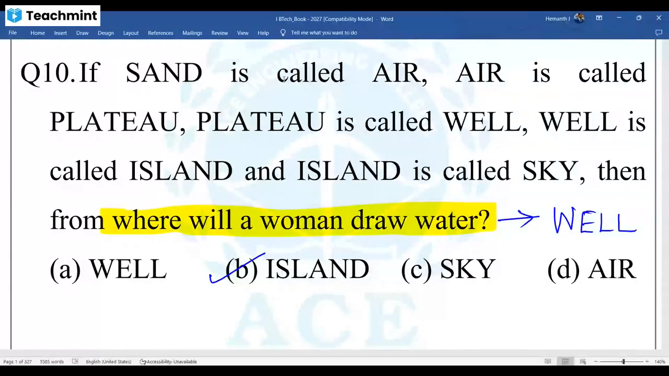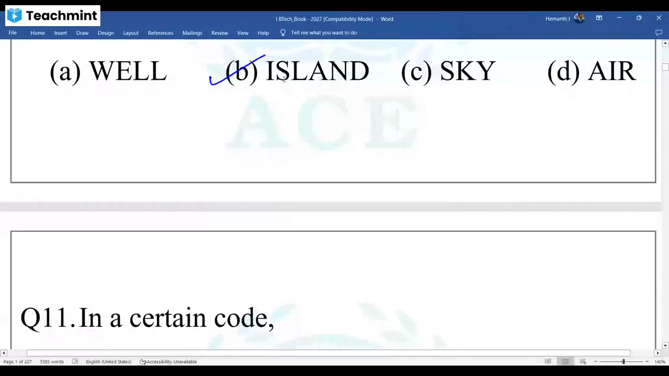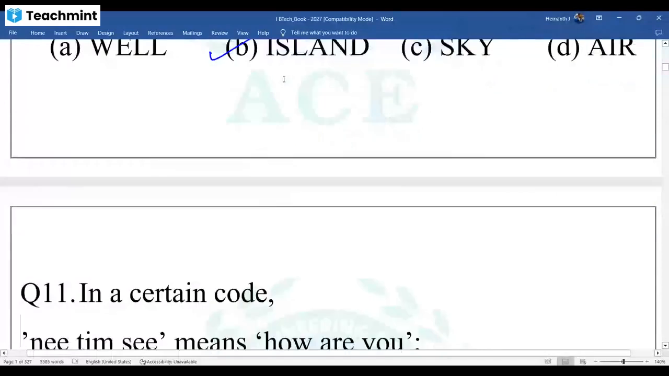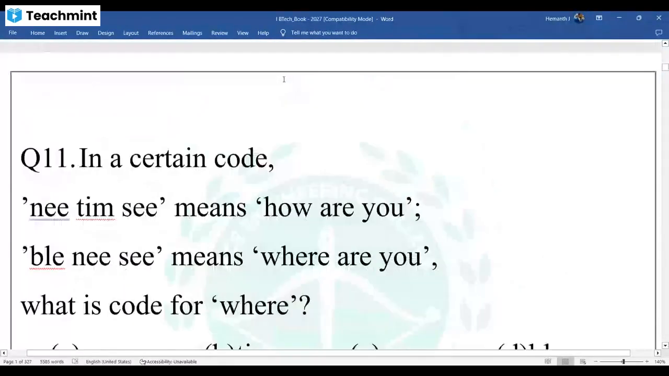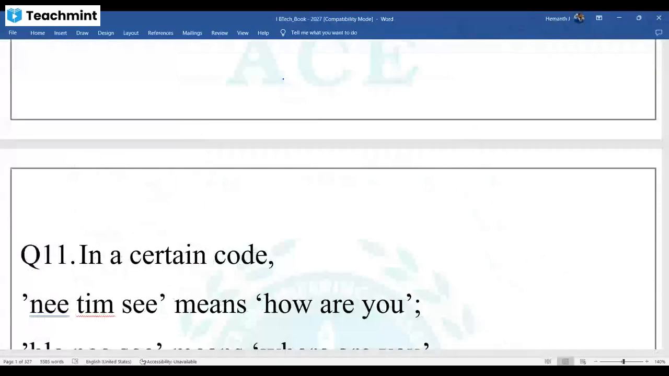Let's see about the next question. Hope you understand the tenth one. Are you clear with the tenth one? See about the next, eleventh question. This is what we call mixed coding. The eleventh question comes under mixed coding.